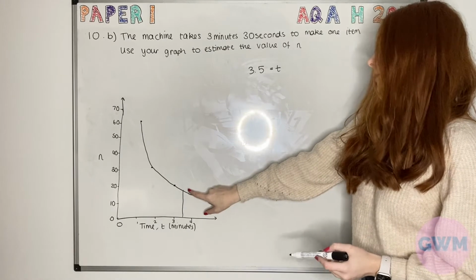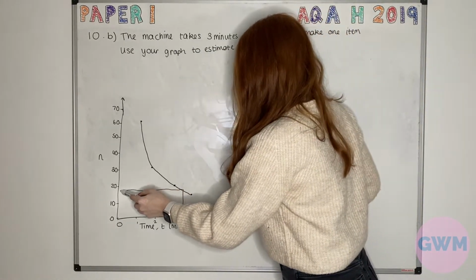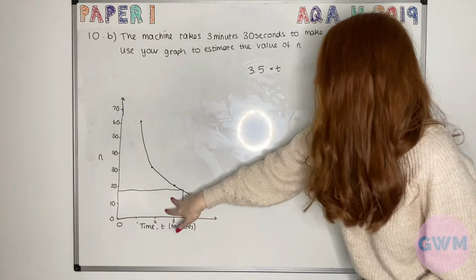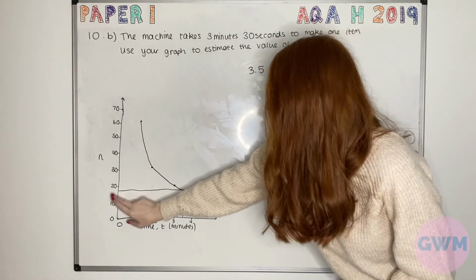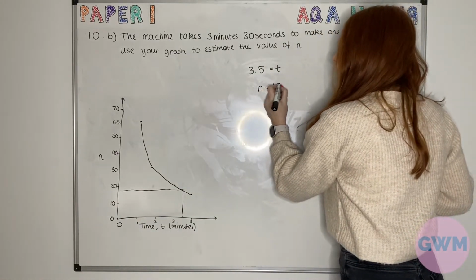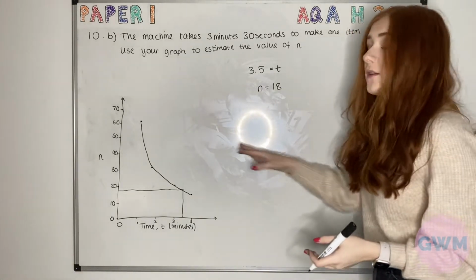So we go 3.5 up, we hit the line, and then we go across. Obviously yours will be much more accurate than this, use a ruler if you can. And then you want to read off that point. So I would say mine is approximately 18. Yours will vary and it will give a little bit of lenience on the answer, but it will depend on how you've drawn your graph.